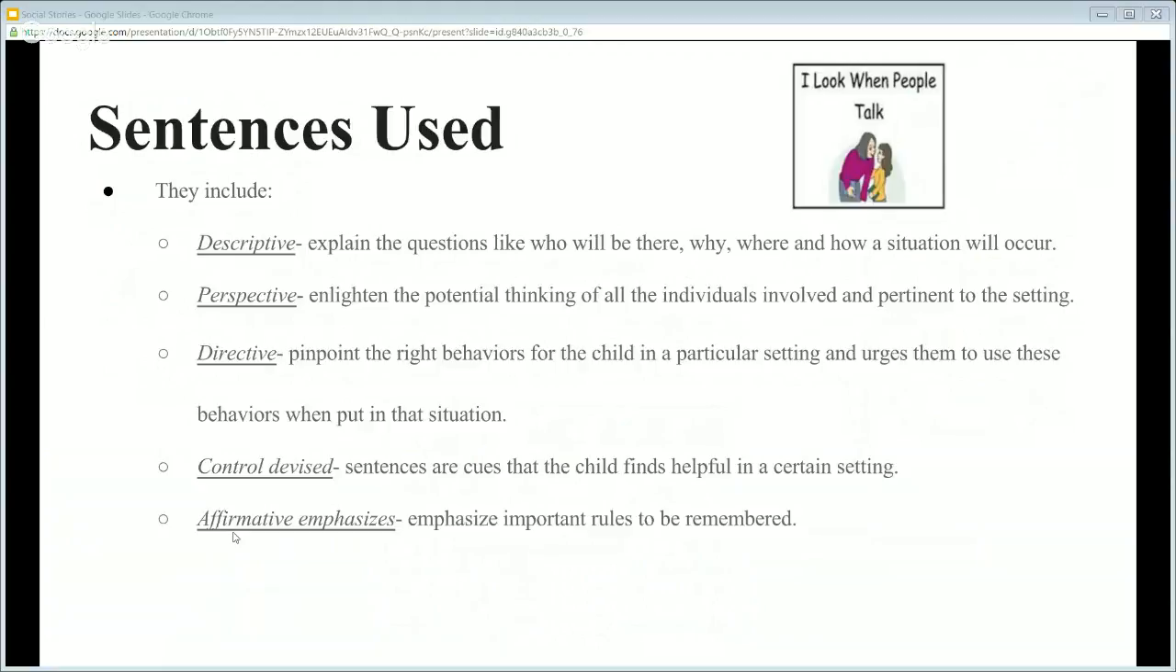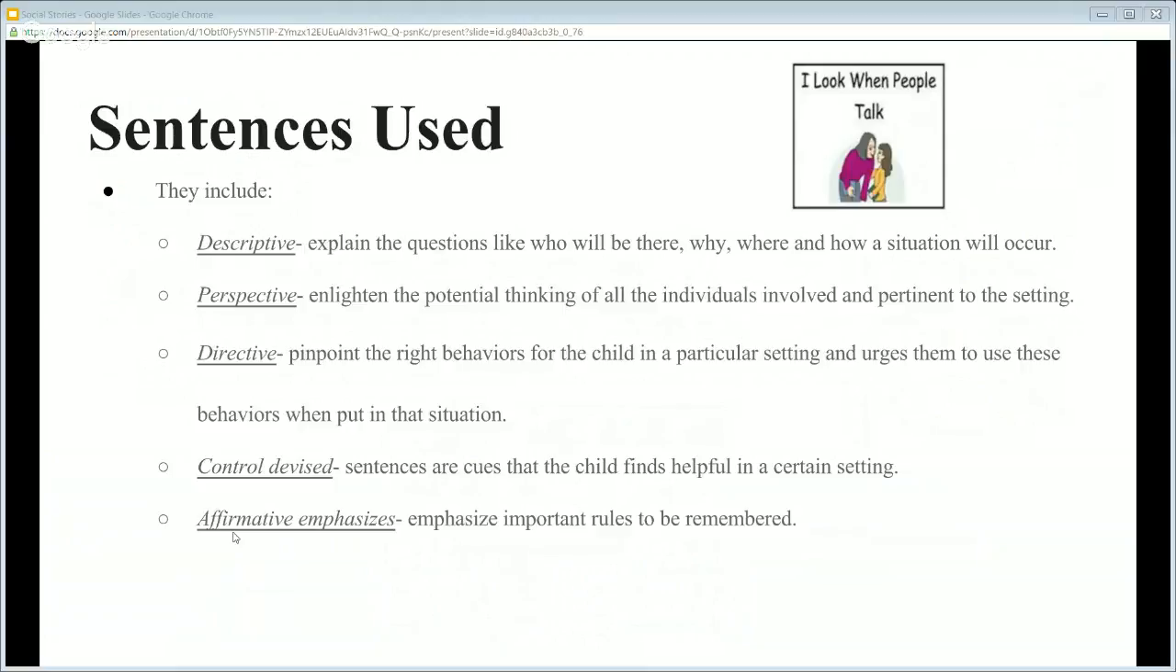Then there are directive sentences, and those pinpoint the right behaviors for the child to use in that particular setting. It also urges them to use those behaviors when they're put in that situation. So they tell the child what the correct behavior is to use and tell them to use that behavior. An example of this is, when I eat, I will touch my food.